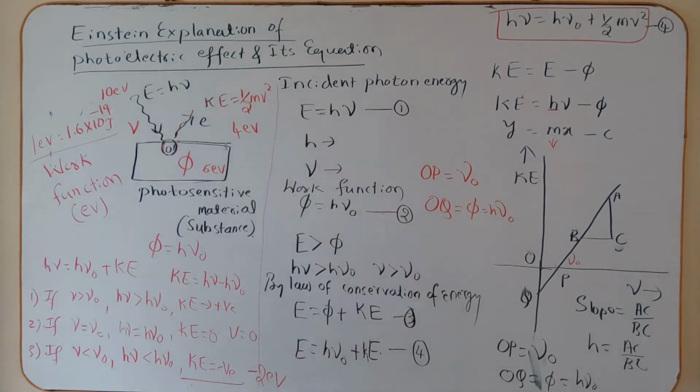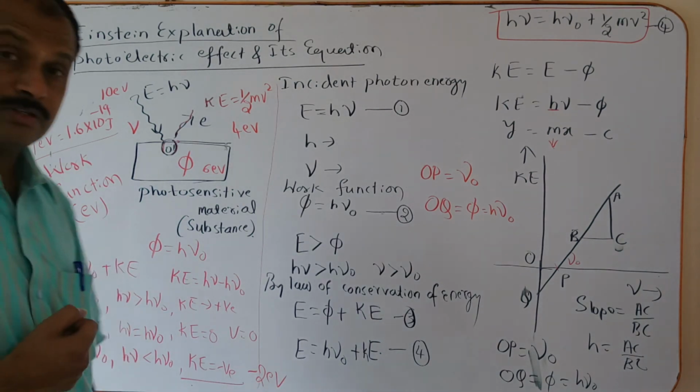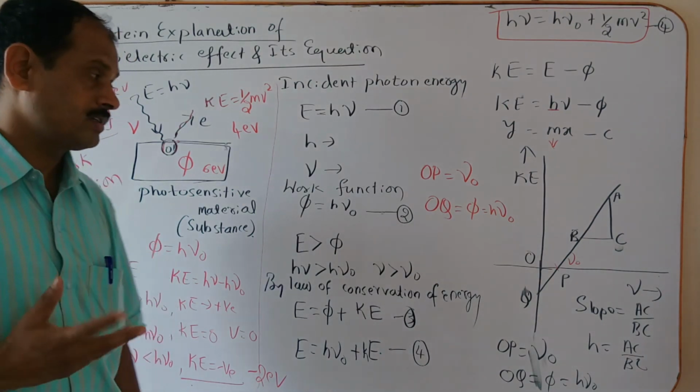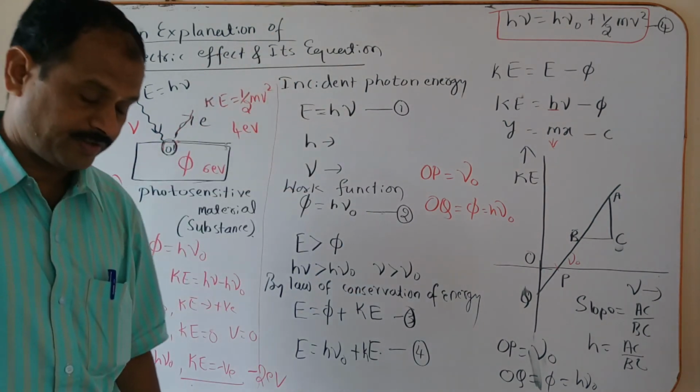This is the discussion of the Einstein photoelectric equation under different conditions: if the incident frequency of light is greater than the threshold frequency, equal to the threshold frequency, or less than the threshold frequency. This is the Einstein explanation of the photoelectric effect.